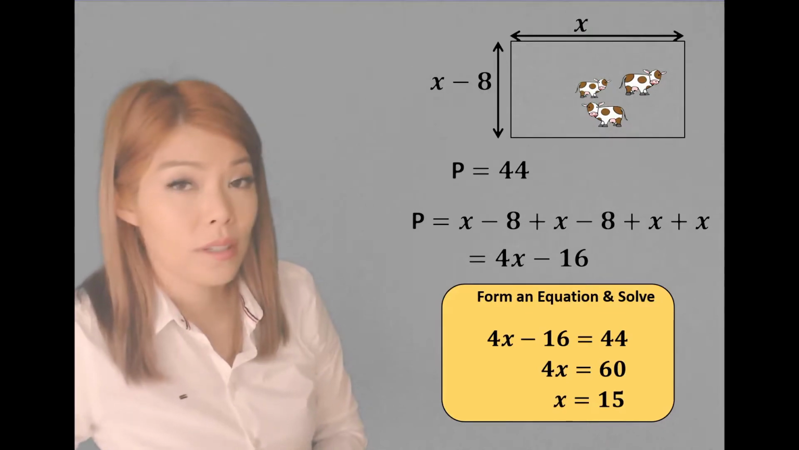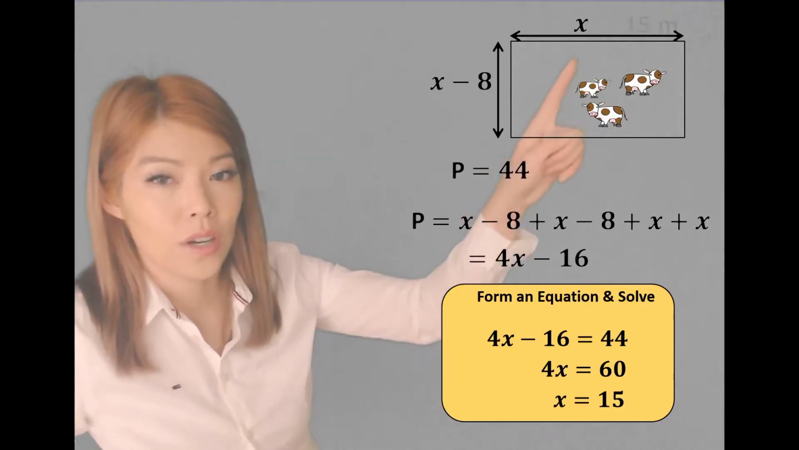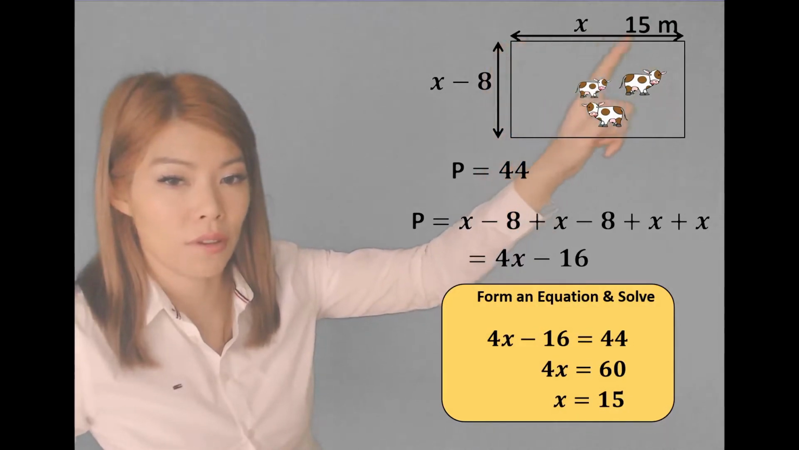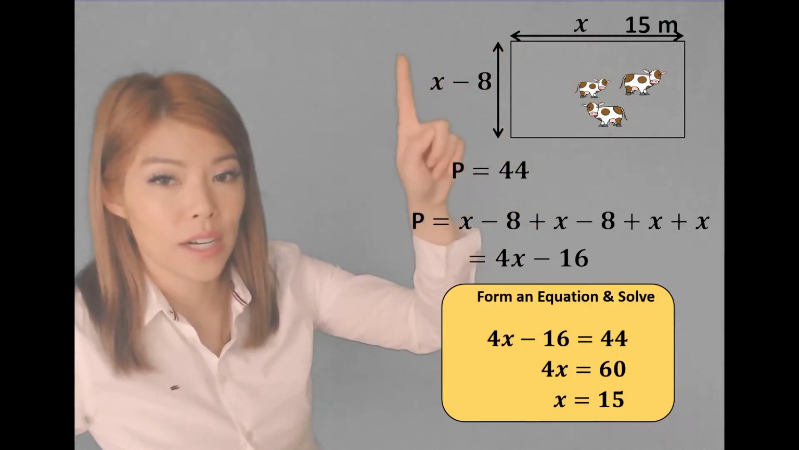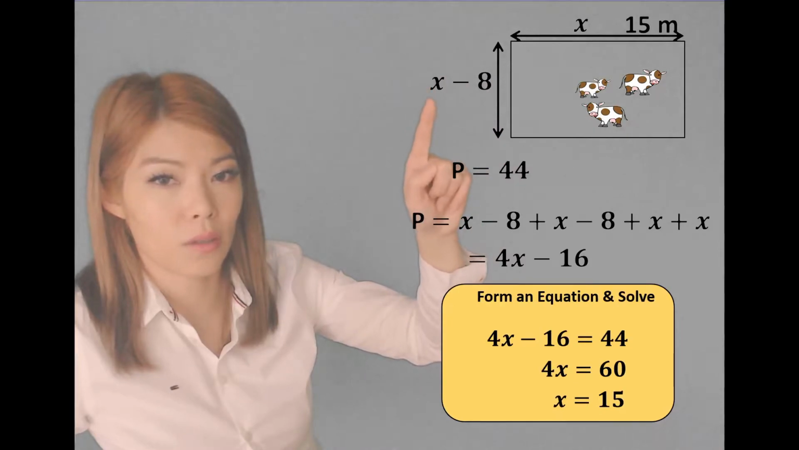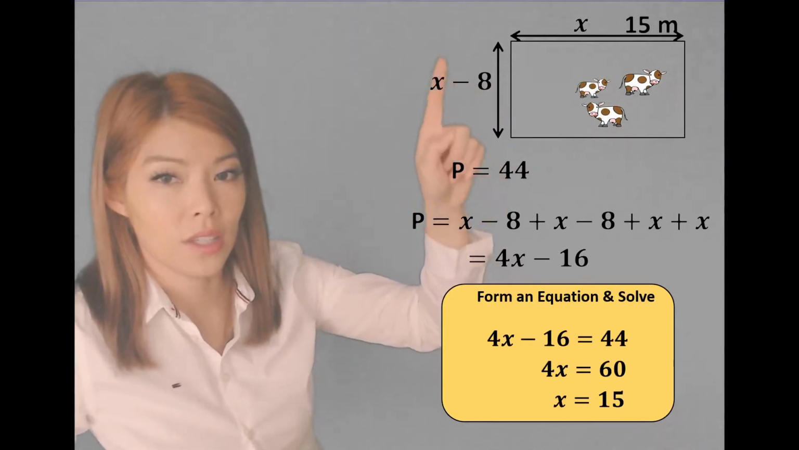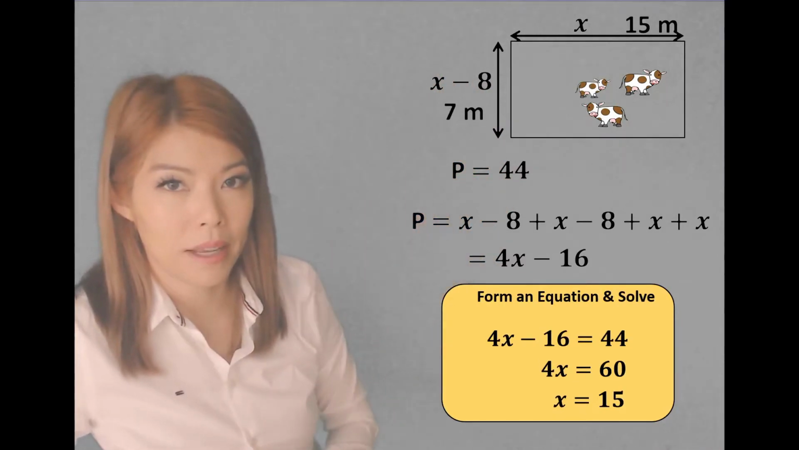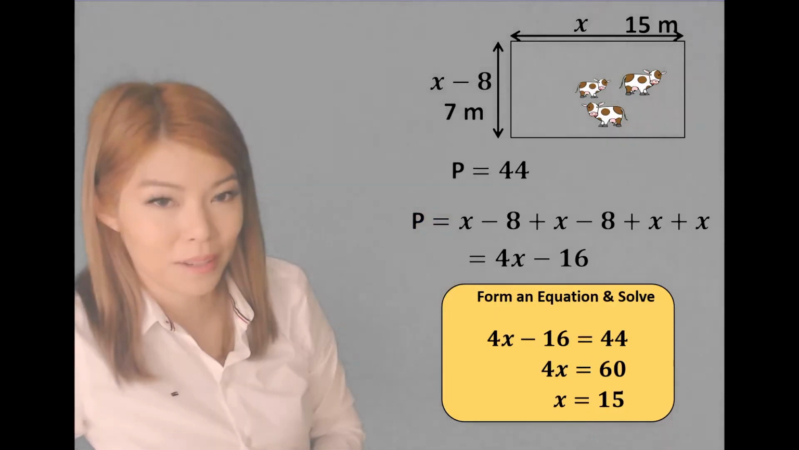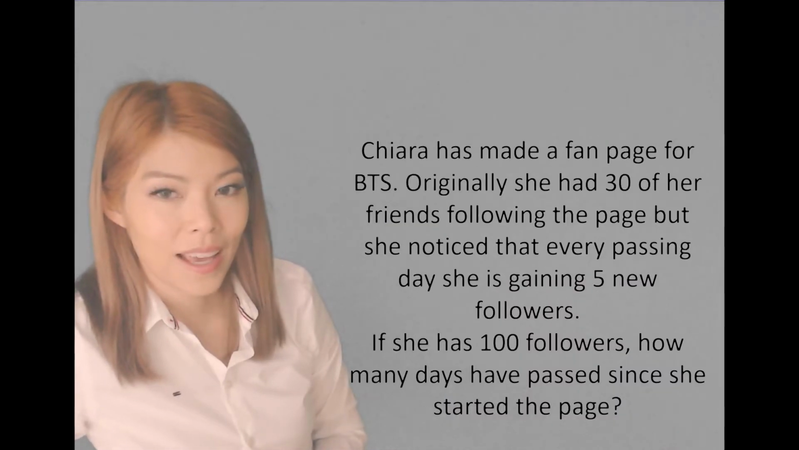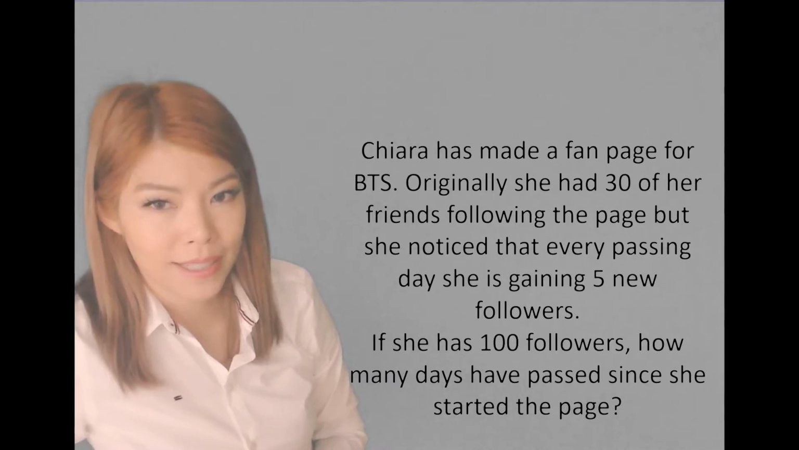No, the question was asking for the dimension. So we know that x, or the length, is 15 meters. We still have to work out the width, which is x, or 15, minus 8. So the width is going to be 7 meters. Now we've answered the question. Let's do another example. Kiara has made a fan page for BTS.